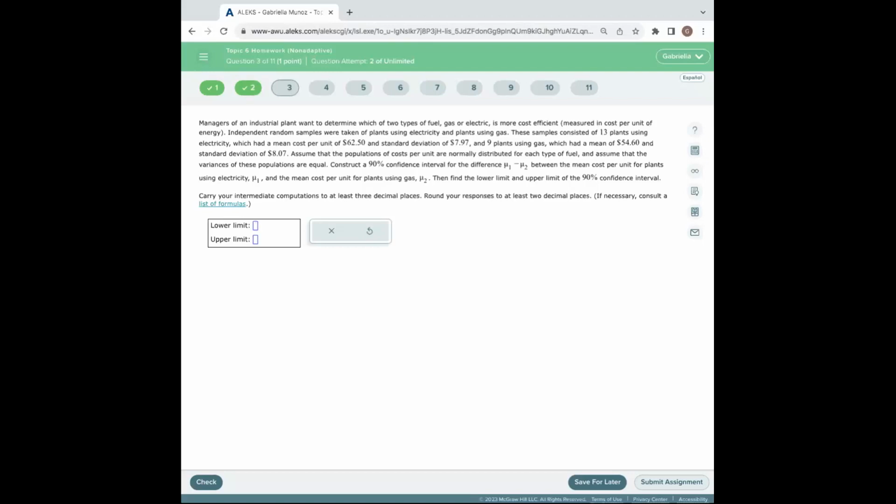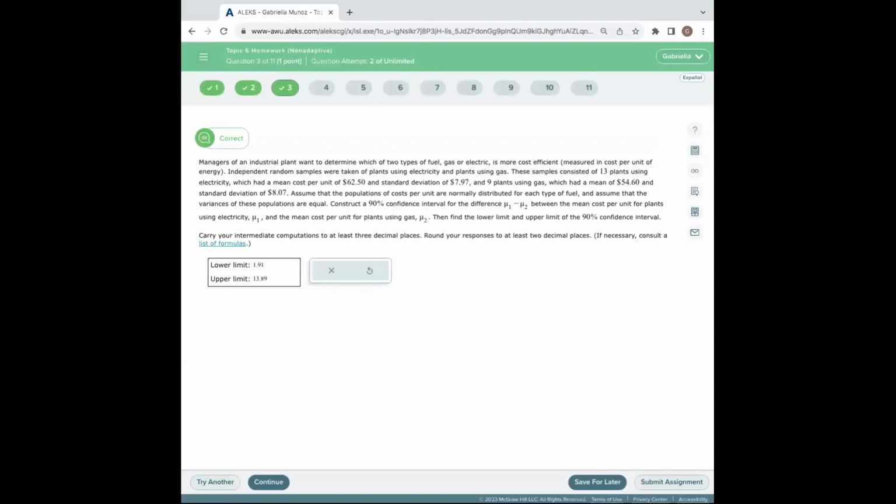And then, all right, so I guess try these: 1.91 for the lower limit, and then 13.89 for the upper. Correct. Okay, all right.